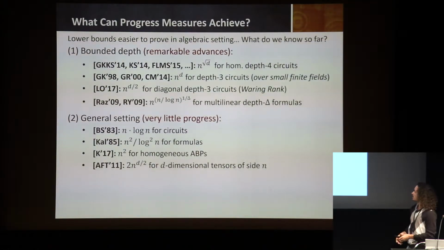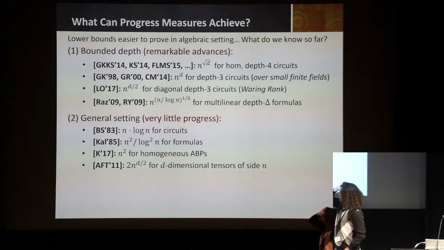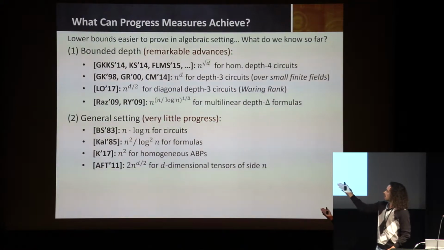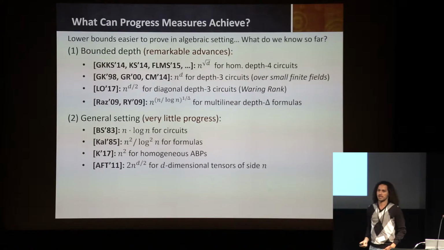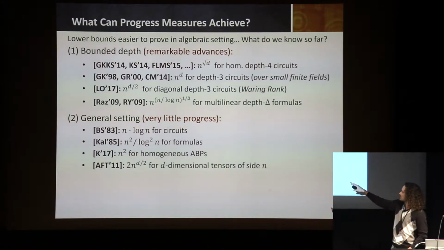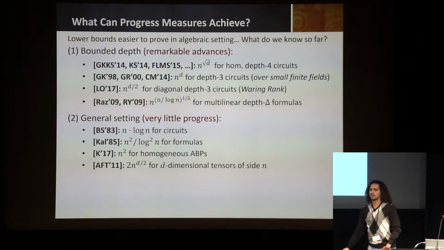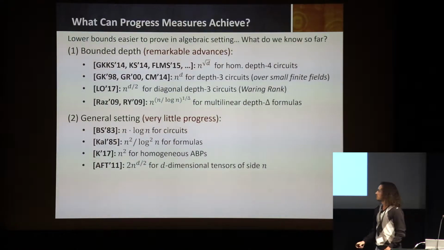And for tensors, for example, this work of Alexeev, Forbes, and Zuiddam proves a lower bound of 2 to the n to the d over 2 for d-dimensional tensors of side n. Notice that the trivial lower bound on the tensor rank is actually n to the d over 2. So really far from proving anything remotely surprising.